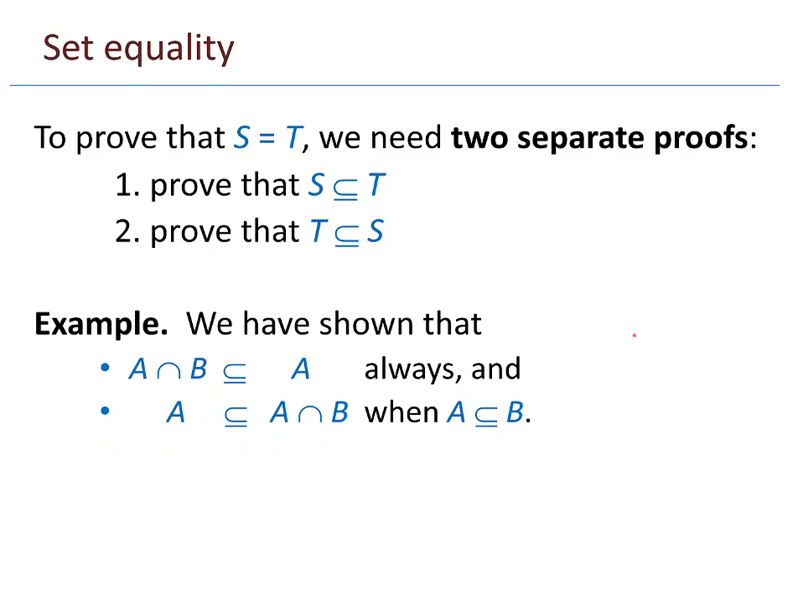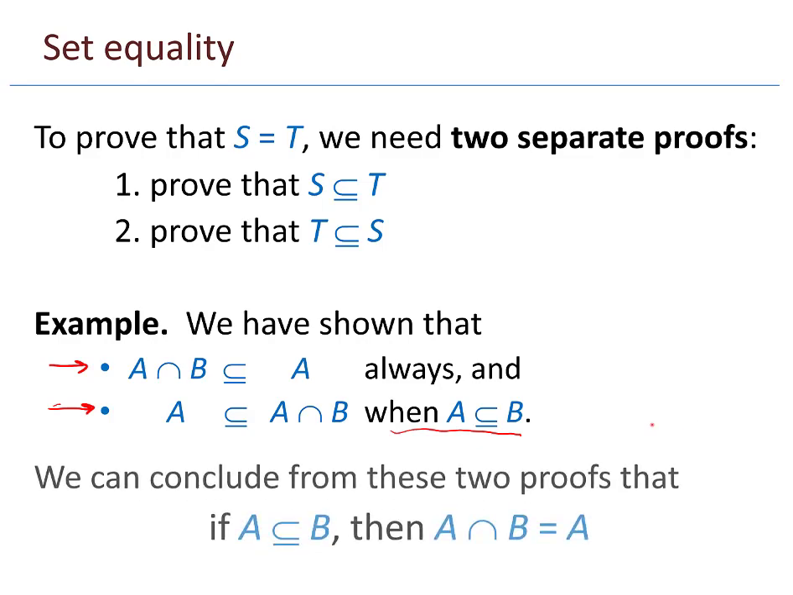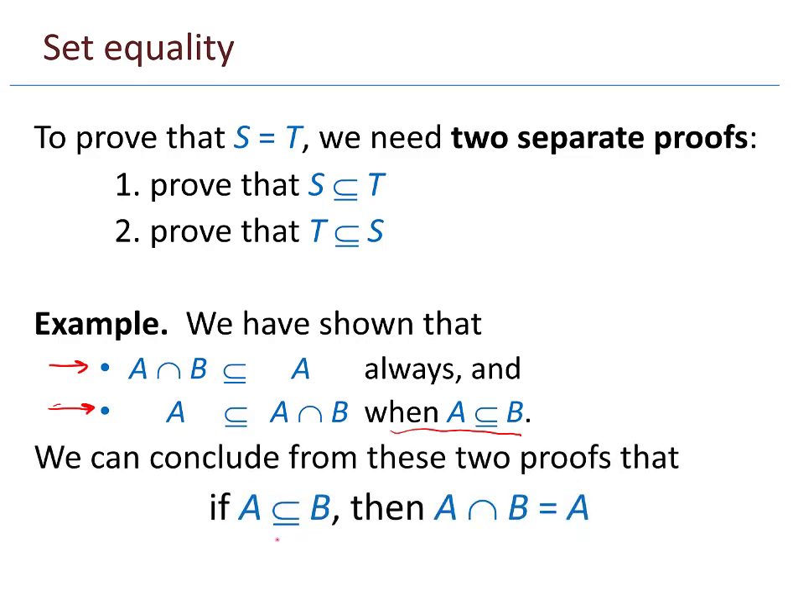So you may not have noticed it, but we've actually shown containment in two different directions. The first proof that we did showed that A intersect B was contained in A. The second proof that we did said that, well, under certain conditions, A was contained in A intersect B. So we could put those together and say, if A is contained in B, then A intersect B equals A. So we've done the two containment proofs in the two different directions.